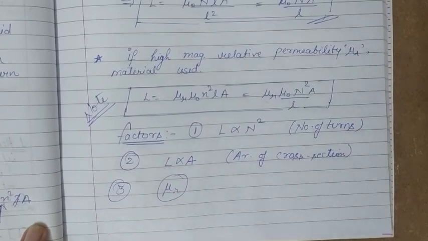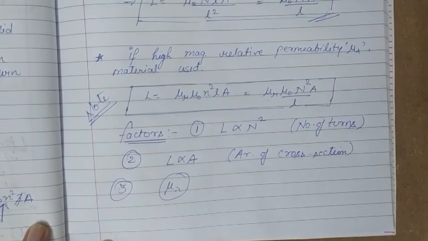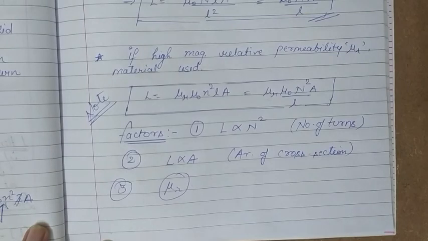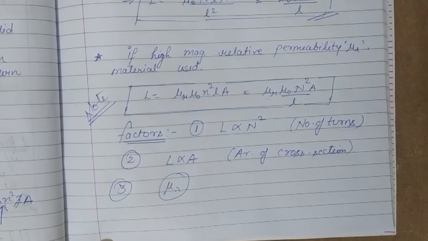This is all about the self inductance of a long solenoid. We are talking about long solenoid only. The value is mu naught n square L A or mu naught capital N square A upon L. And if we use a material as a core which has high relative magnetic permeability, then in that case we have to multiply the answer by mu r. That's the whole thing about self inductance of a long solenoid.